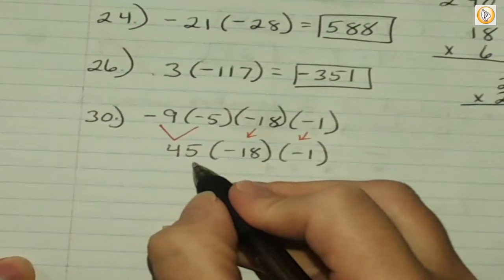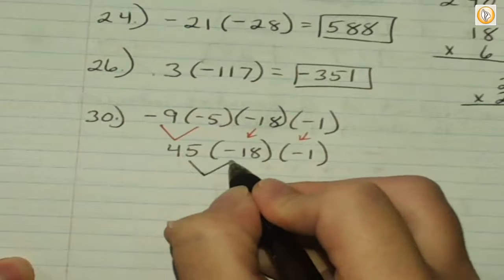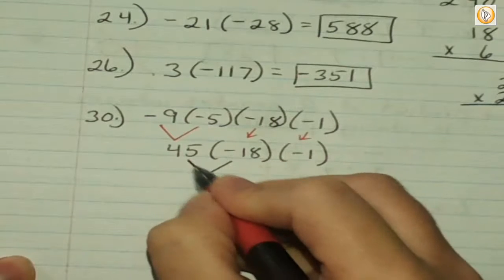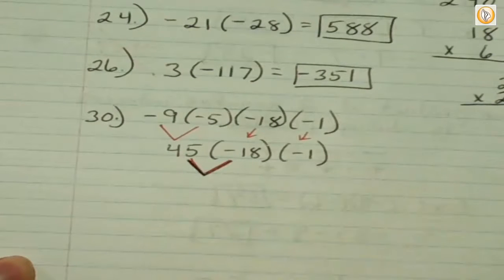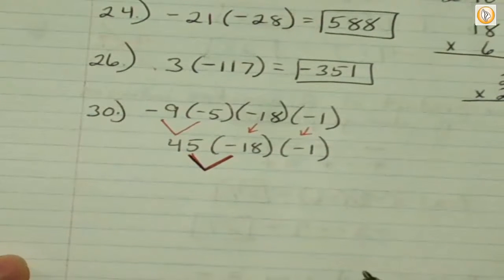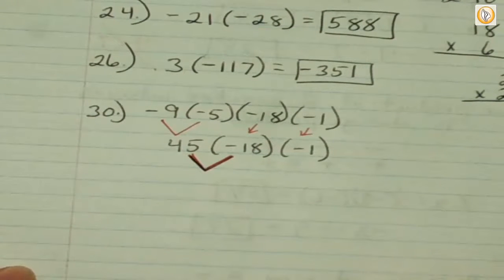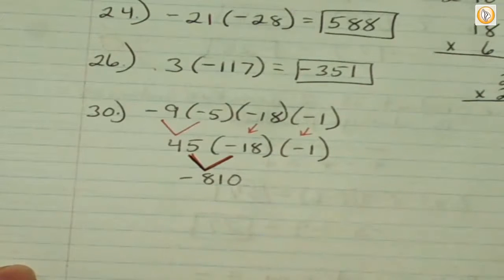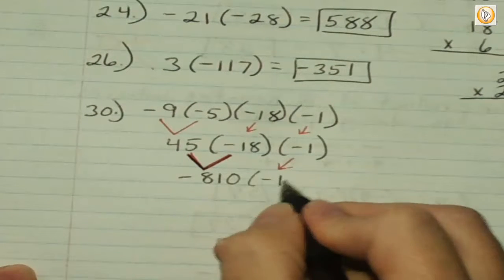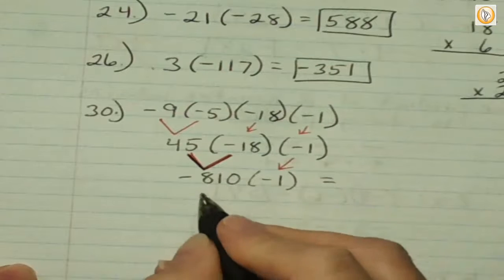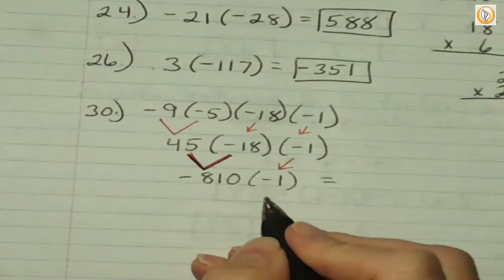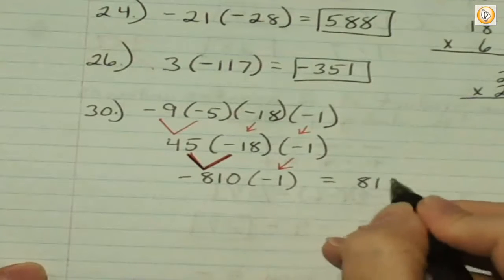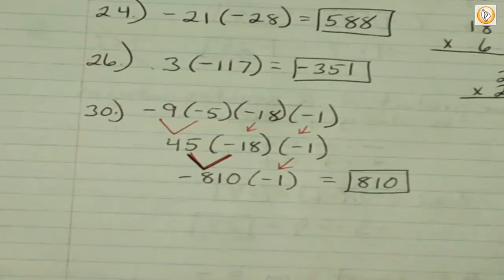Atalia, what is 45 times negative 18? Take your time. 810. Positive or negative? Negative. That's right, negative 810. And I'm rewriting the other part of my problem. Tanner, what is negative 810 times negative 1? 810. Very good, positive 810.